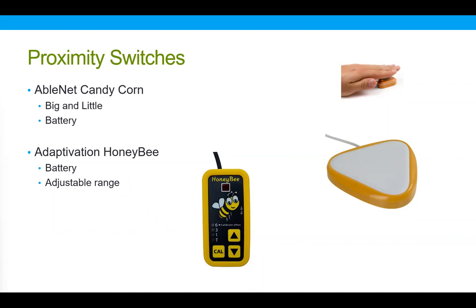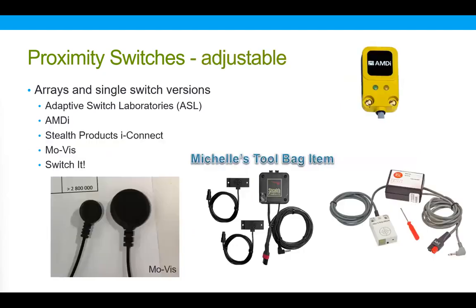So if I reach out to this with my bare skin, it will activate the switch, even if I don't touch it. There are adjustable switches. The candy corn is not adjustable. You'll have to get about as close as is shown in this picture. The Honeybee is adjustable. Others that are adjustable include arrays and single switches from Adaptive Switch Labs, ASL, AMDI, Stealth Products iConnect, Movis, and Switchit. Each of these have proximity switches.